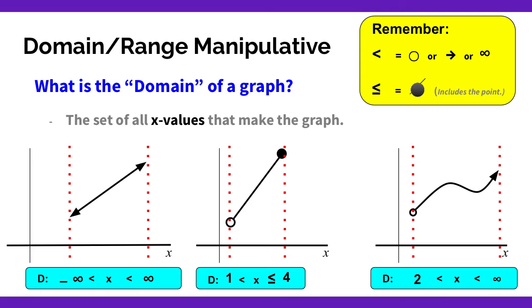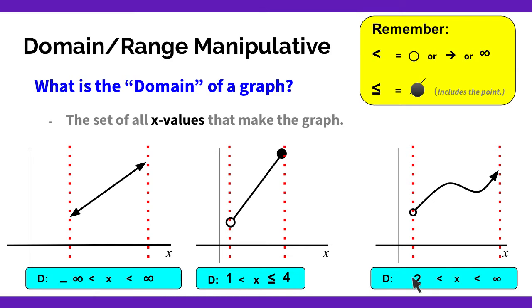One final thing to notice about when we're doing domain problems is that we're always dealing with x values. So all three of these problems have an x in the middle. What this means is that for the first graph, x can be anything. It can go all the way from negative infinity to positive infinity. For the second example, x can start at 1 and it goes up to 4.